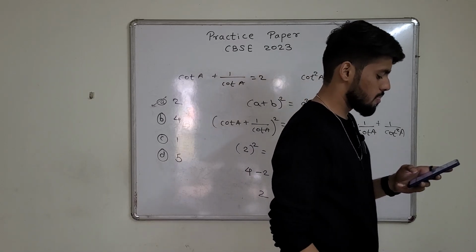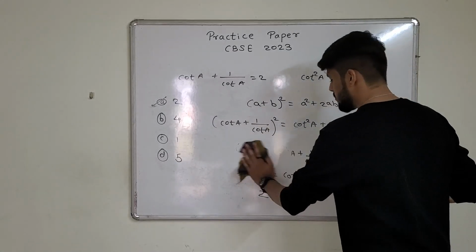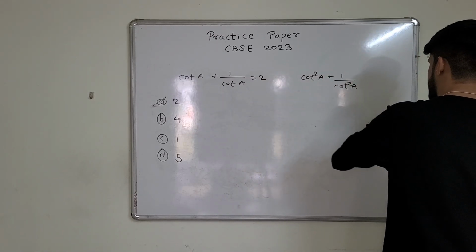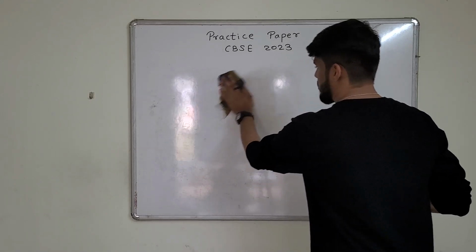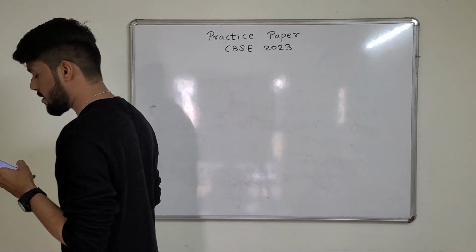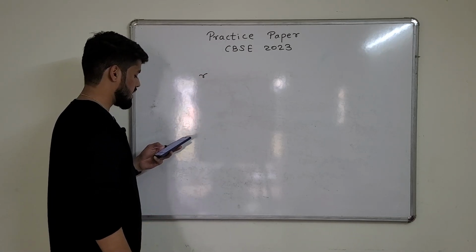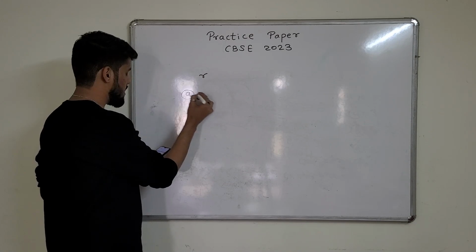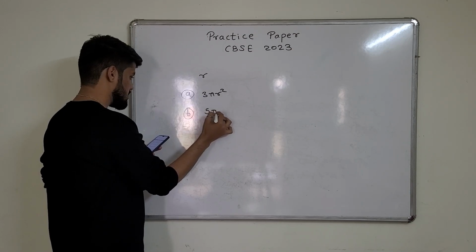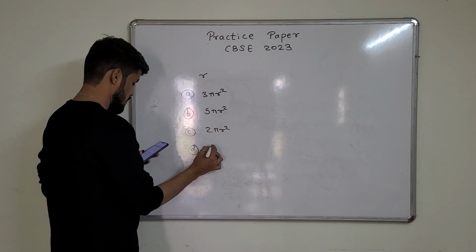Next question is from the chapter surface area volume. The question is total surface area of hemisphere of radius. Very simple question. That's just a formula. The radius they have given us is r. Okay, and they are asking us the TSA of hemisphere. So the options we have are option A 3 pi r square, option B 5 pi r square, option C 2 pi r square, and option D 4 pi r square.